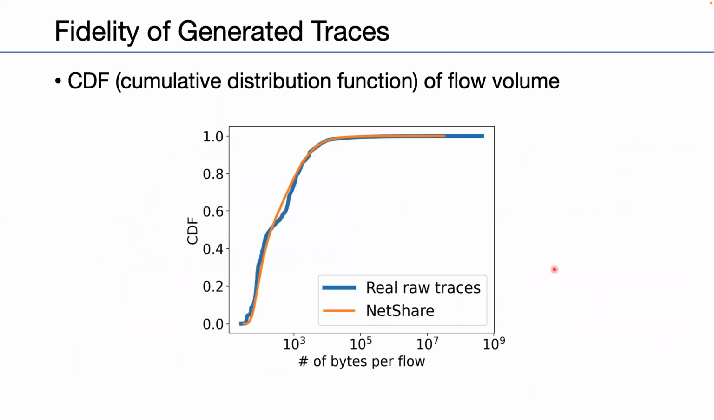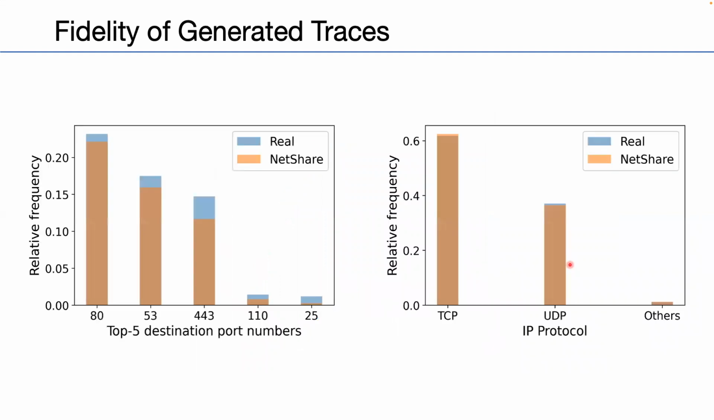Next, we looked into the distribution of flow volume in UGR16 dataset. As you can see from the plot, the generated traces by NetShare closely match the real UGR16 dataset in terms of flow volume. This also demonstrates the ability of NetShare to generate realistic traffic traces with high fidelity.